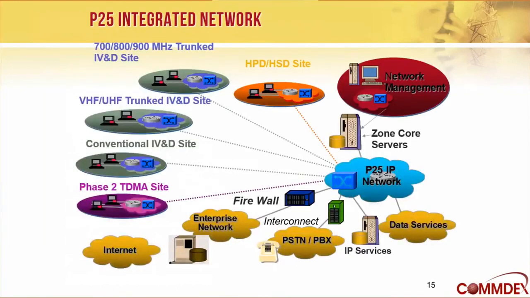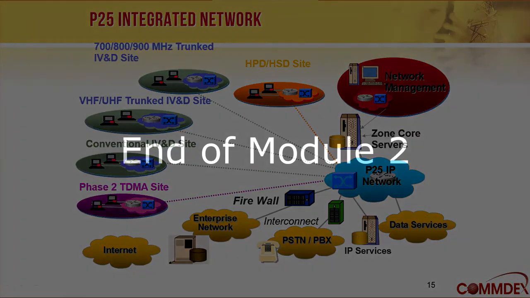The final slide here talks about an integrated P25 network, where we show all those things we just talked about, how a single P25 trunk system can incorporate multiple frequencies, multiple data modes, multiple access methods, third-party enterprise network, telephone interconnect, and data services, as well as network management. All those can be supported on a single trunk system. So that's the last slide for trunking.